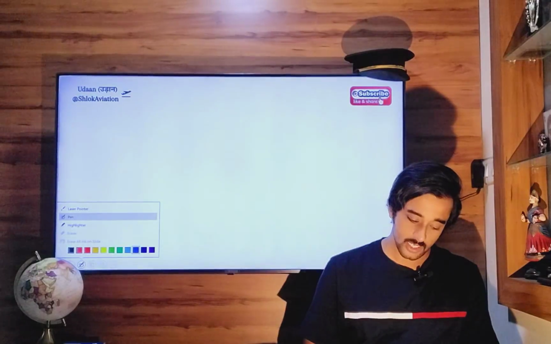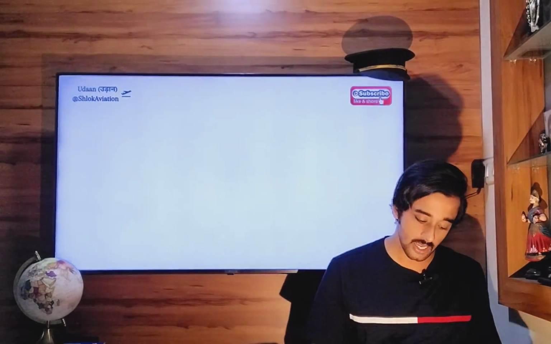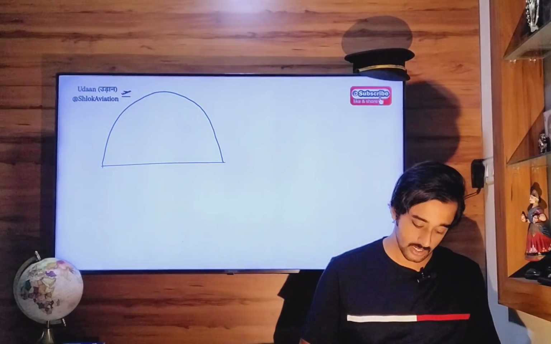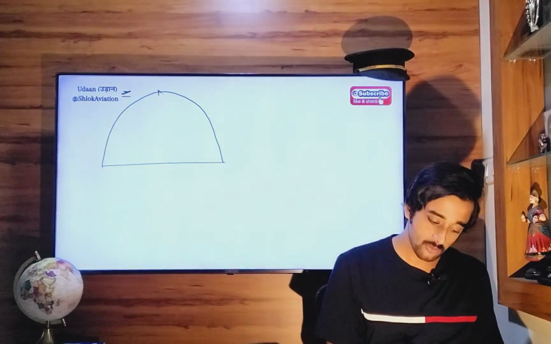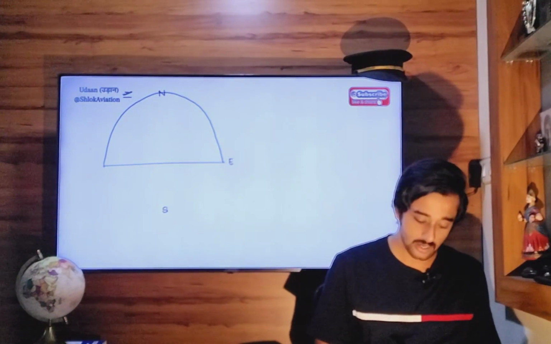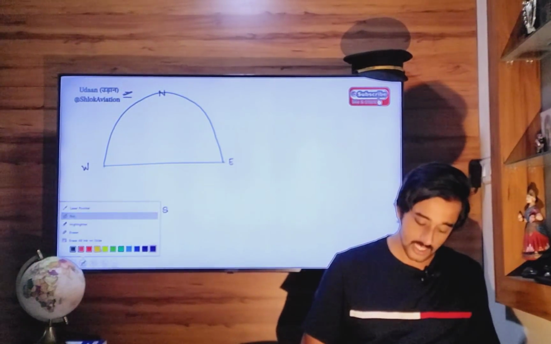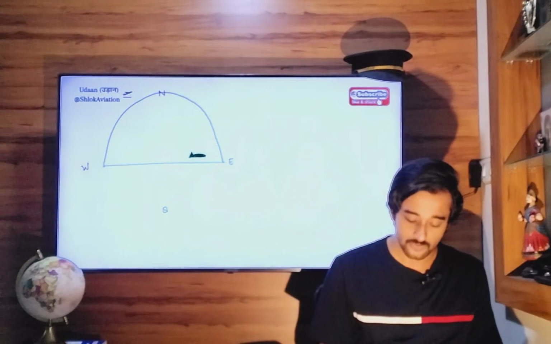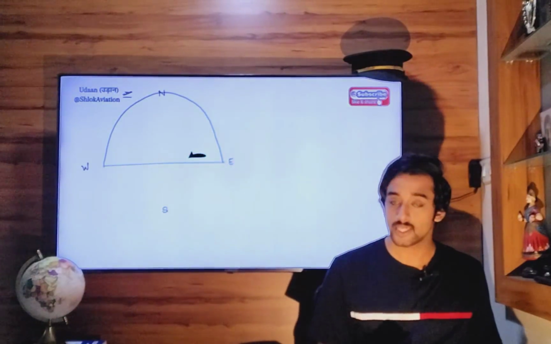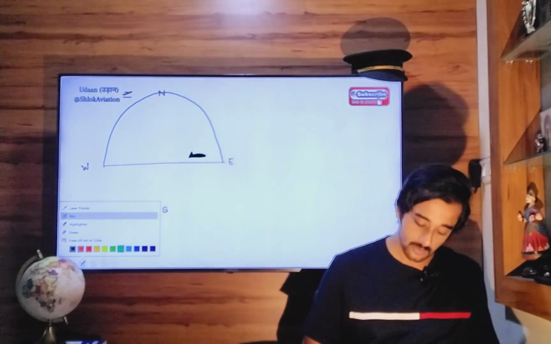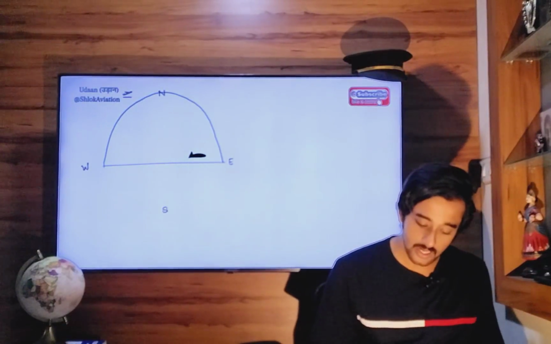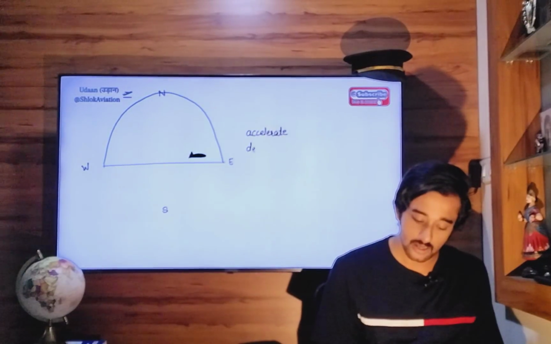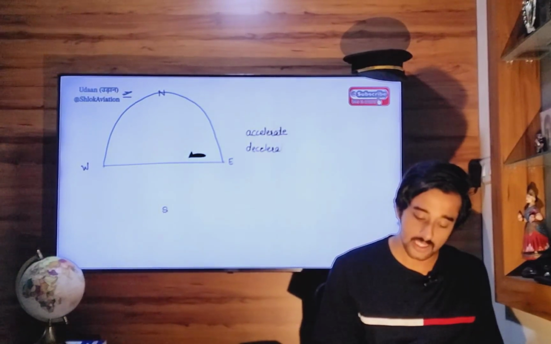So very important question. It's related to acceleration and deceleration errors to which your magnetic compass is subjected. So we have this North Pole, South Pole, East and West. Let's take an aircraft which is flying in an easterly direction. Now there are two possibilities. It can either accelerate, or it can decelerate when flying easterly.